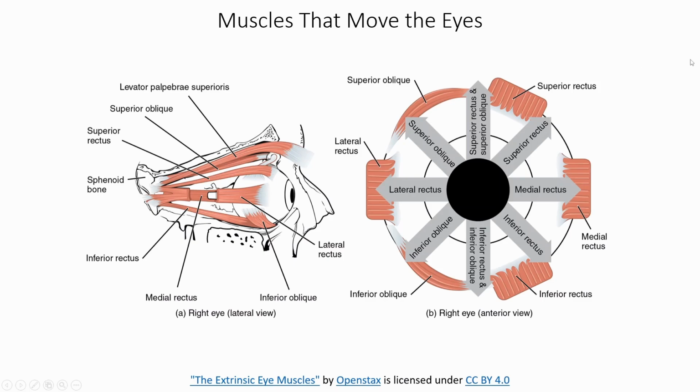So a lot of muscles involved in the eye, but they're named for their locations and the direction of the fibers. So if you're looking at the model, you remember the terminology and you remember the general terminology, the muscles are not too hard to figure out here.